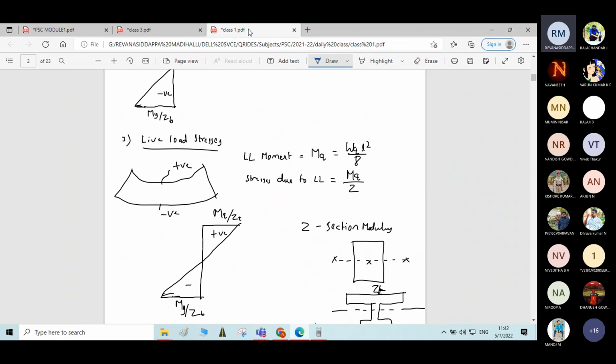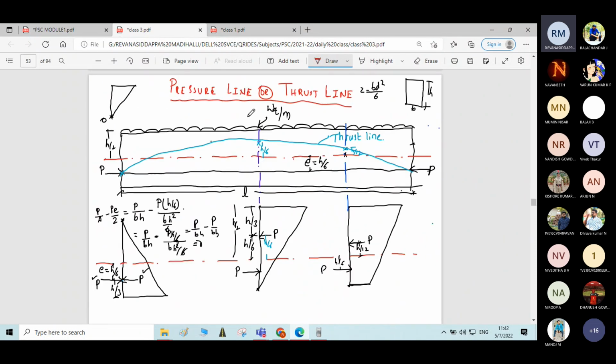Okay. So here it is, one new technical term we got, that is upper kern. Upper kern, lower kern, like that we got one technical term. Let us understand what is the meaning of that. Upper kern means, here you can see, students, the force P is applied at a distance of e is equal to h by 6, at an eccentricity of e is equal to h by 6.